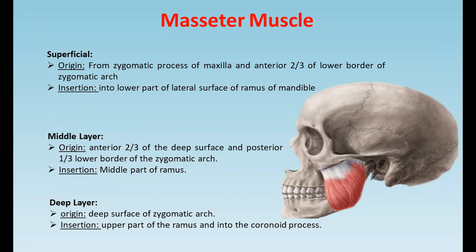The middle layer originates from the anterior two-thirds of the deep surface and posterior one-third of the lower border of zygomatic arch, and it is inserted into the middle part of the ramus. The deep layer originates from the deep surface of zygomatic arch, and it is inserted into the upper part of ramus and into the coronoid process.